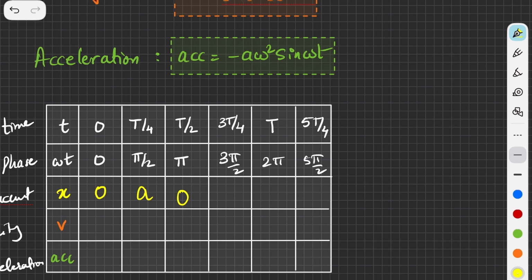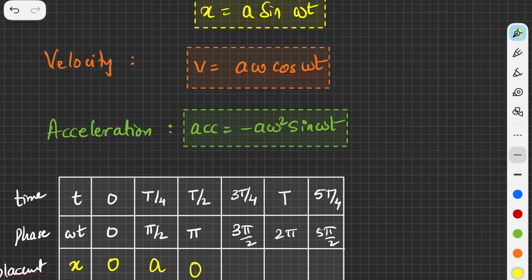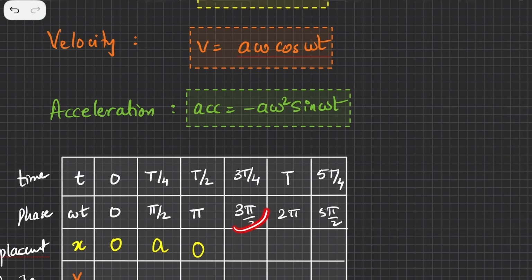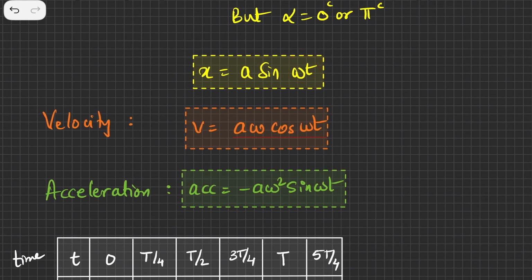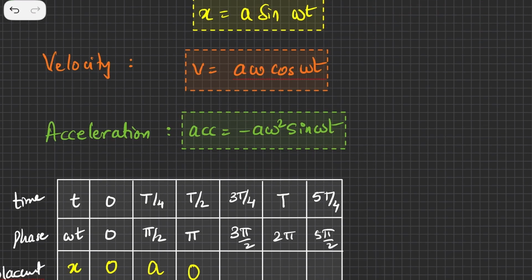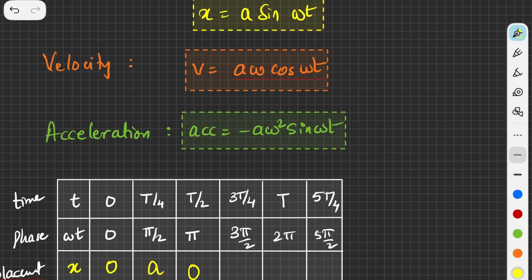This is 0. Then the next value is 3 pi by 2. So omega t value is 3 pi by 2. If I put 3 pi by 2, sine 3 pi by 2 is minus 1. So this value is minus 1. Minus 1 into a is minus a. So I get a displacement value as minus a.